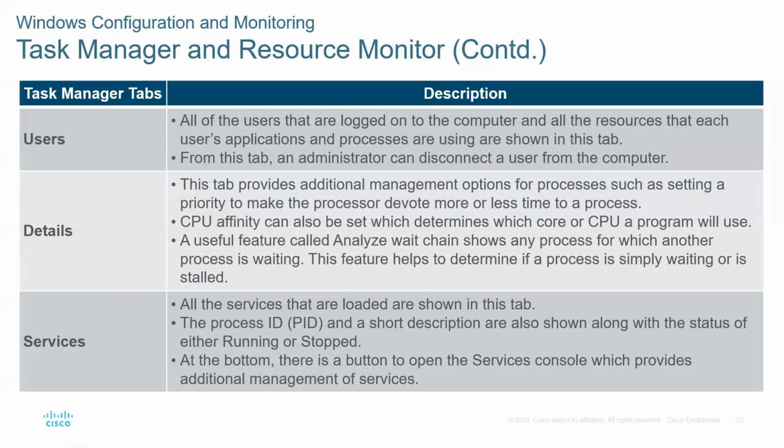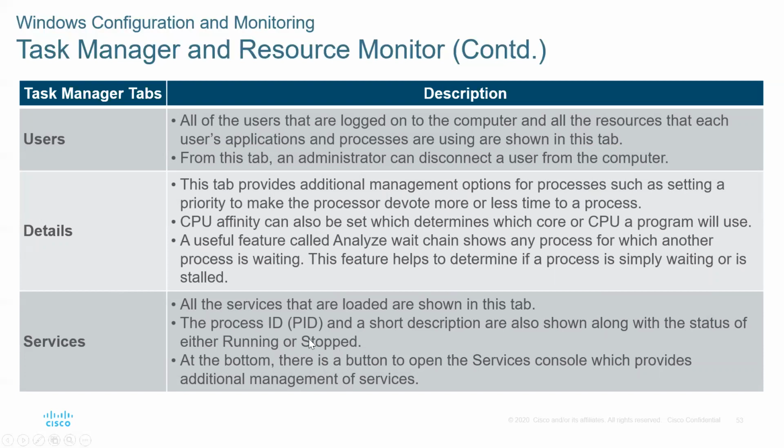The Details tab is going to give you additional management options for those processes and setting a priority to make the processor devote more time or less time to that particular process. There's a useful feature in there called Analyze Wait Chain, which allows you to show any processes for which the processor is waiting. This allows you to see if something's stalled out or if it's just simply waiting there.